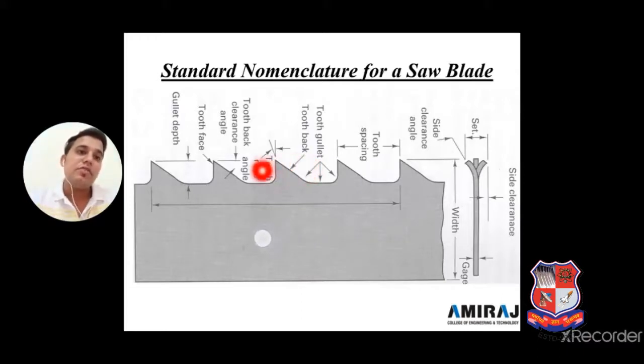You can observe the tooth rake is there, then the clearance angle is there. The tooth back clearance angle is a back clearance angle we are providing for strengthening the tool face. And the gullet depth, so this depth is a very important thing in any saw cutter.